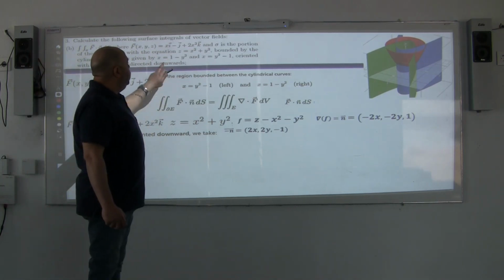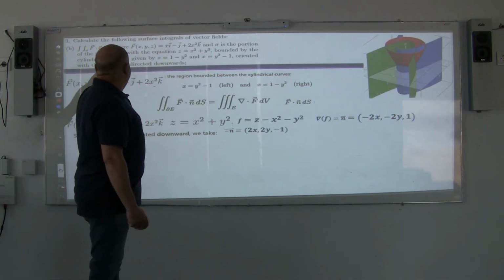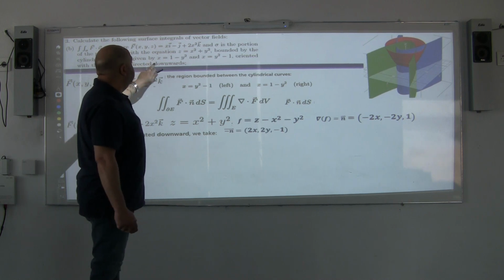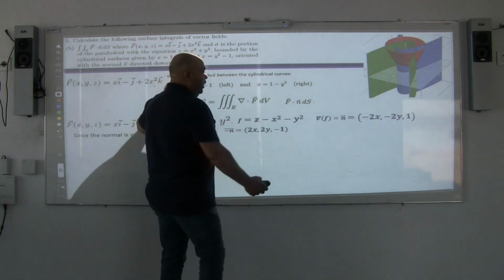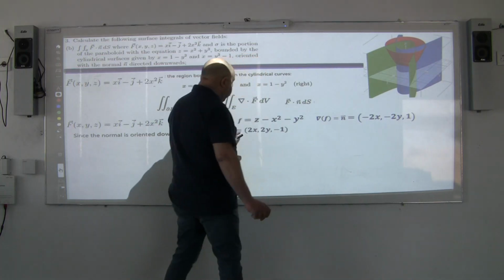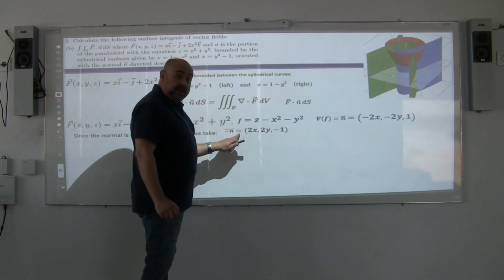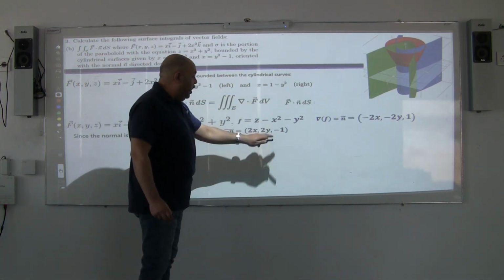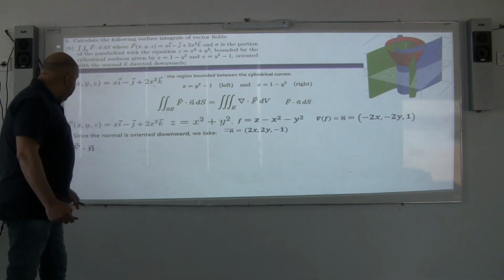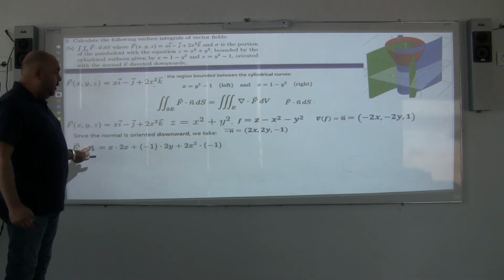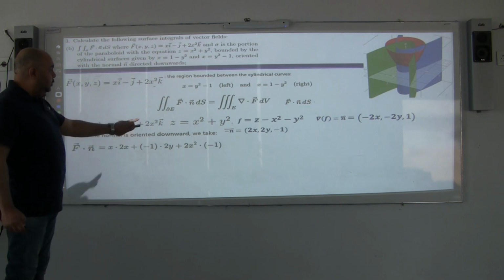I will now get the f function, which is also very, very simple. Of course, here we have orientation directed downward. This is why I will multiply n by negative one to get the negative direction. So it's going to be 2x, 2y, minus 1. And I will do f dot n.